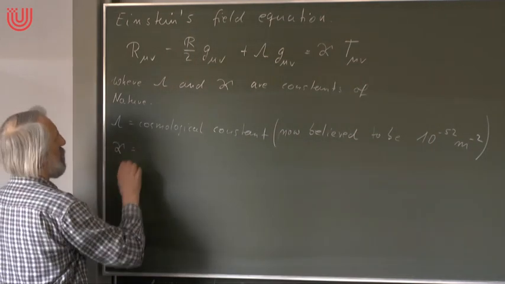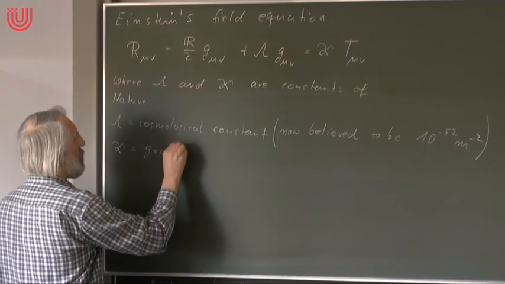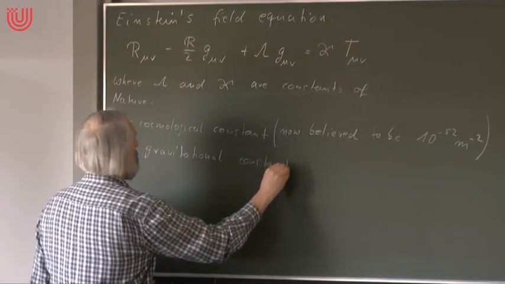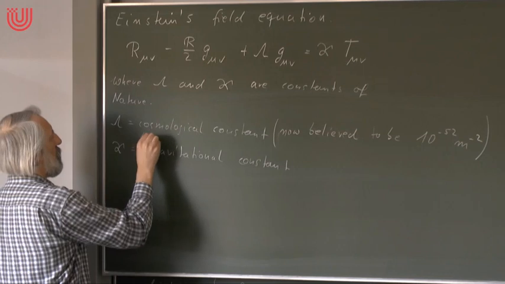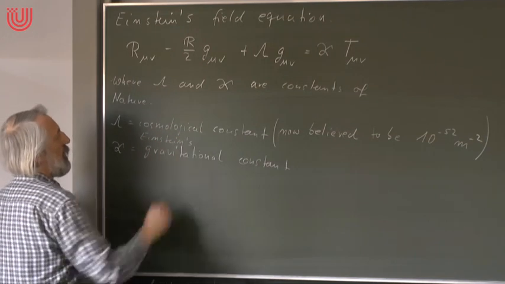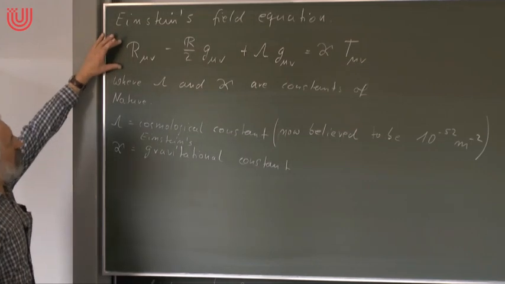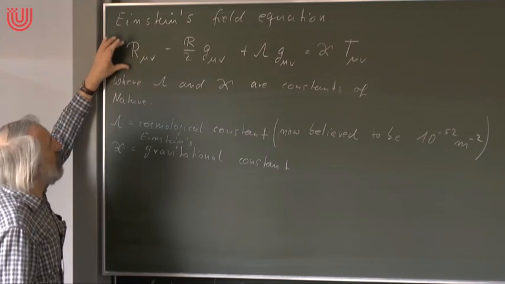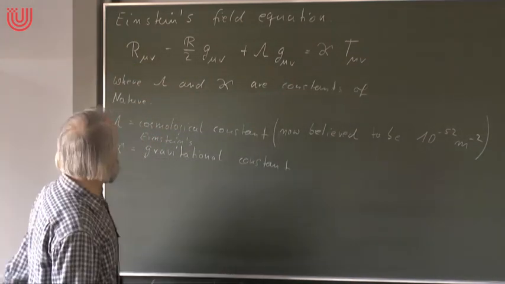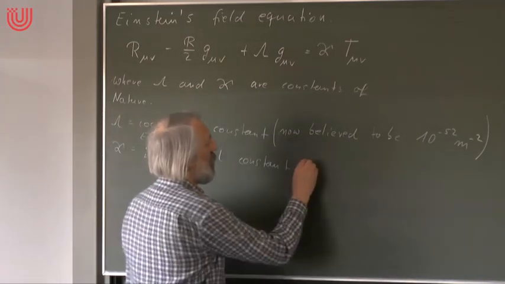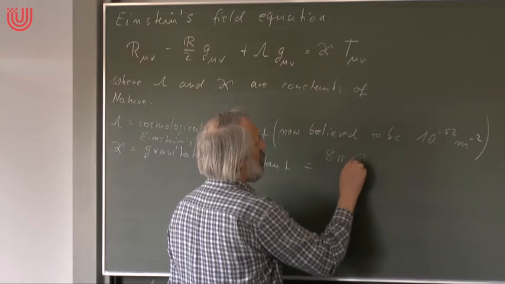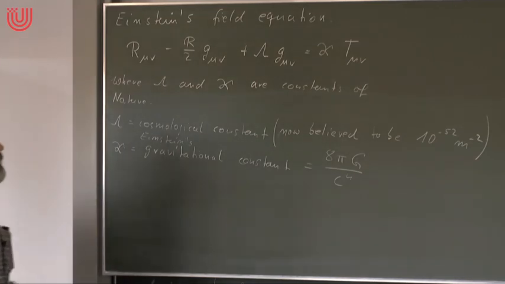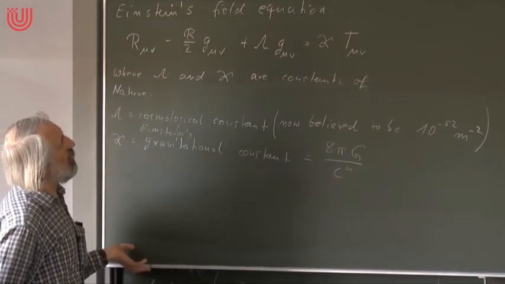And kappa is the so-called Einstein's gravitational constant. If you compare this theory with the Newtonian theory, it should give you back the Newtonian theory in a certain reasonable limit. This Newtonian limit allows you to compare this kappa with Newton's gravitational constant. What you find out is that this must be 8πG/c^4, where G is Newton's gravitational constant. So these are the two constants of nature which occur on the right-hand side.